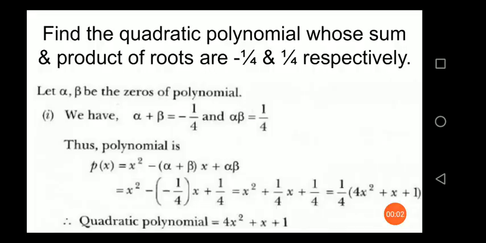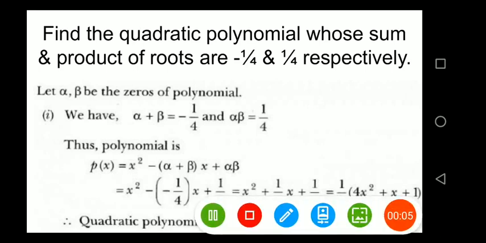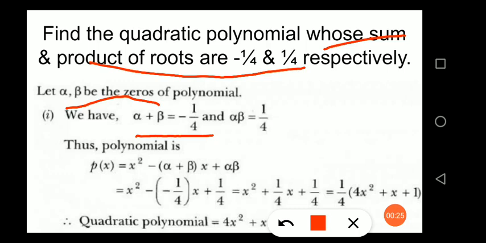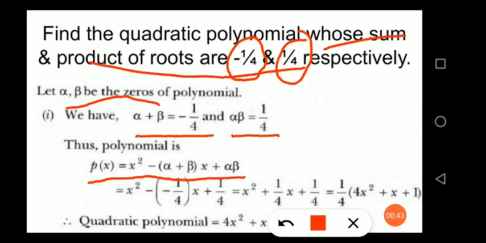Let's solve one question in which we have to find the quadratic polynomial whose sum and product of roots are minus 1 by 4 and 1 by 4. One more important point: roots and zeros are the same thing, they are not different. So let alpha and beta be the two zeros. Then according to the question, the sum of roots, that is alpha plus beta, is equal to minus 1 by 4, and the product of roots is 1 by 4. Just now we have studied that we can write the polynomial like this also: x square minus alpha plus beta x plus alpha beta. Now we just have to put the values here.